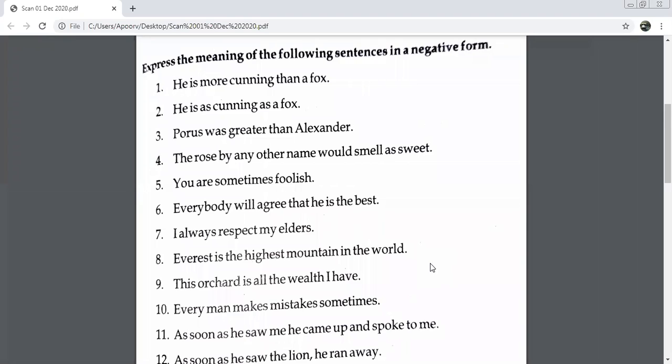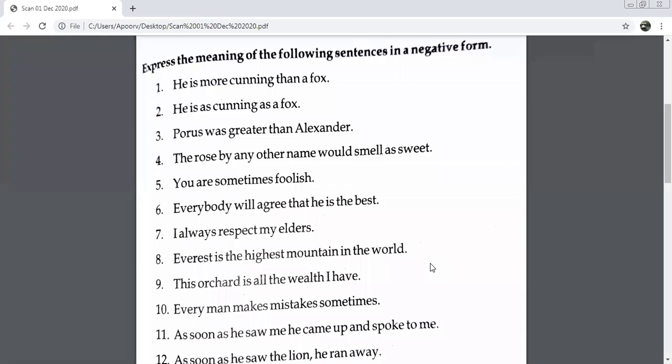Okay, children. Tell me the next one. Tell me the 6th one. Those who have done and those who have not done, please try. Everybody will agree that he is the best. Nobody will agree that he is the best.